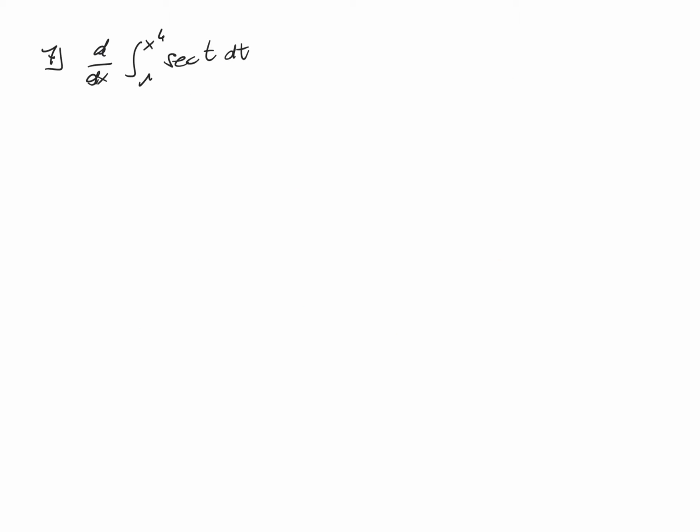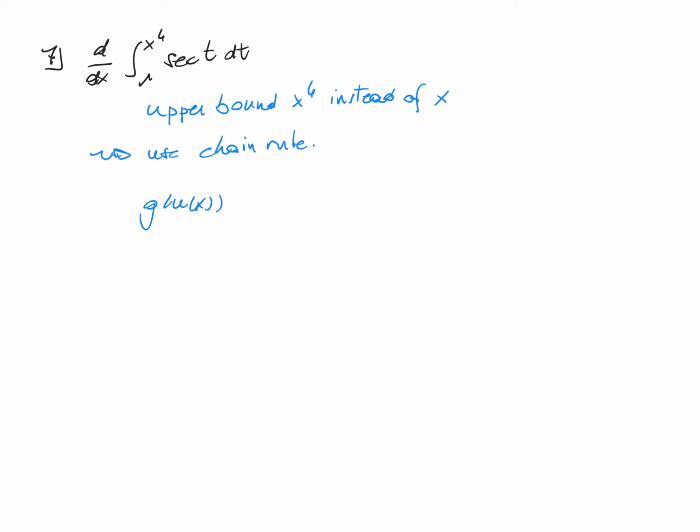And then for the last one, it's a similar problem. Here we have an upper bound of x to the power 4 instead of x. So again, we have to use the chain rule. In this case, g of u of x is the integral from 1 to u of x of secant t dt, and u of x is x to the power 4.